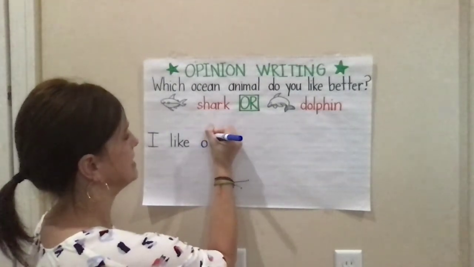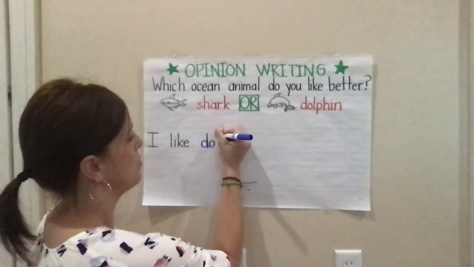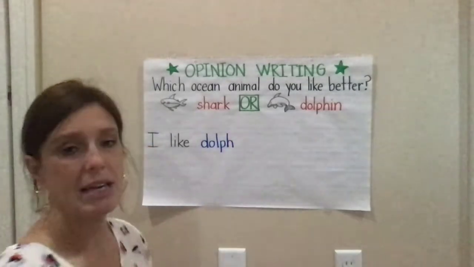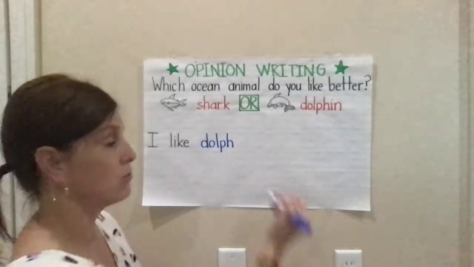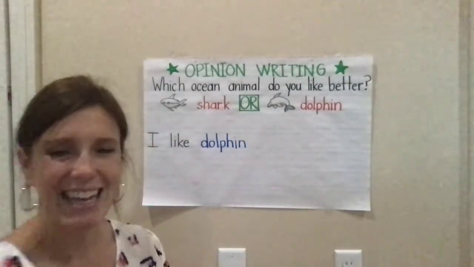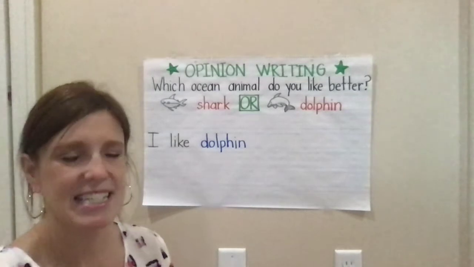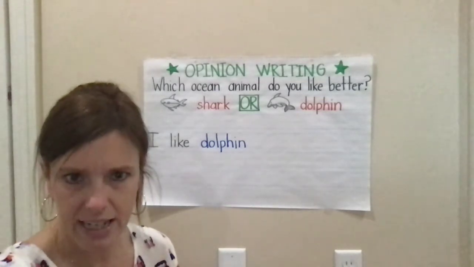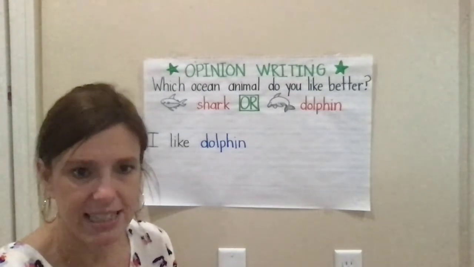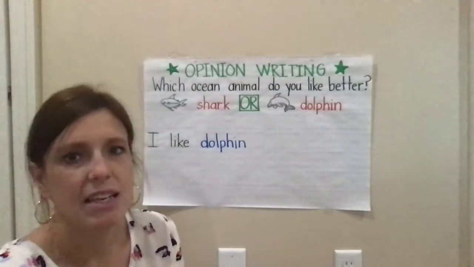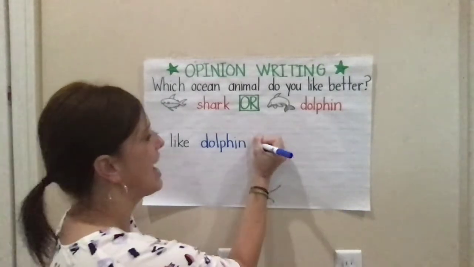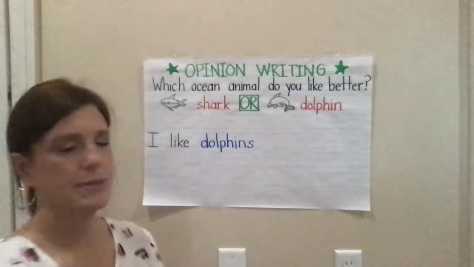So I'm going to copy my D-O-L-P-H. Remember, P-H makes that f sound. Dolphin. And I can't leave it at dolphin because I listen to the sentence. I like dolphin. That doesn't make sense, does it? It needs to say, I like dolphins. So what can I add to it to make the s sound? That's right. I'm going to put an S at the end. I like dolphins. All right.